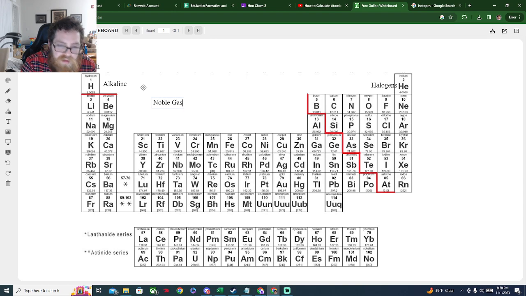And finally, noble gases. This last group here are noble gases. They do not react with anything, giving them the name noble gases. They're completely non-reactive. These are the 4 main groups you will need to know for the test.